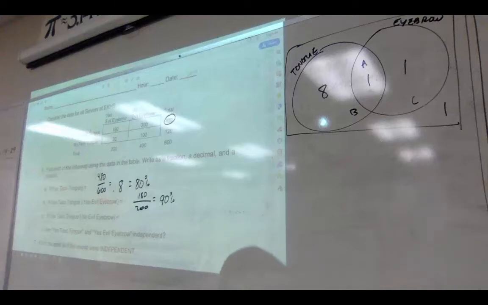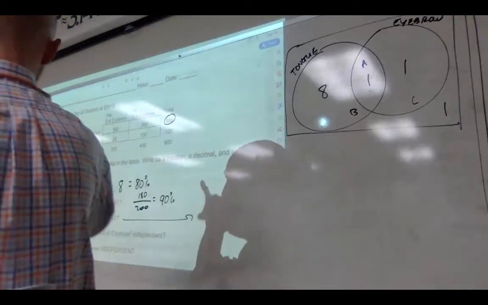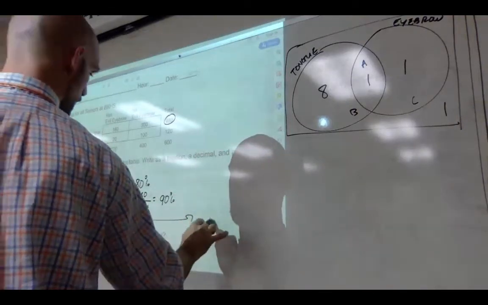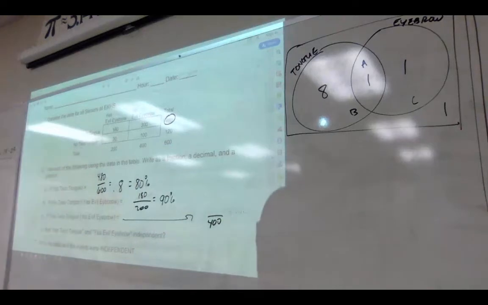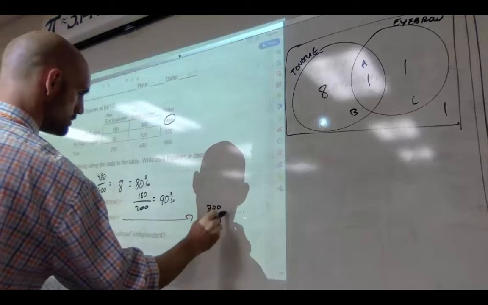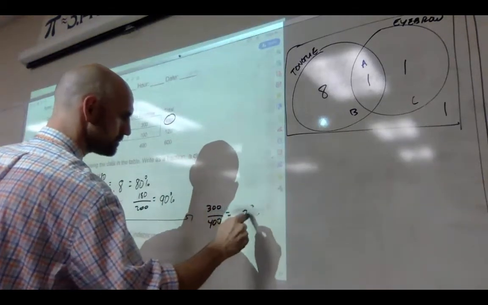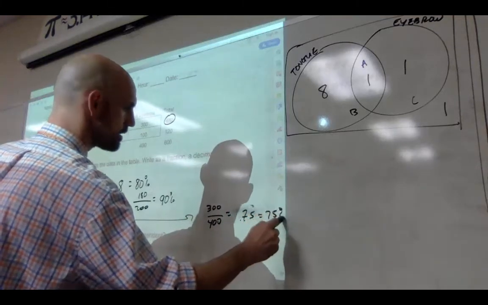So there is a higher percent of people who can do taco tongue, given that they can do the evil eyebrow, than the population as a whole. You see why this might be alarming? And then when we look at this next statistic, what's our next statistic? No evil eyebrow would be out of 400. How many people out of 400 could do taco tongue, given that no evil eyebrow? 300. So that's 0.75, 75%.